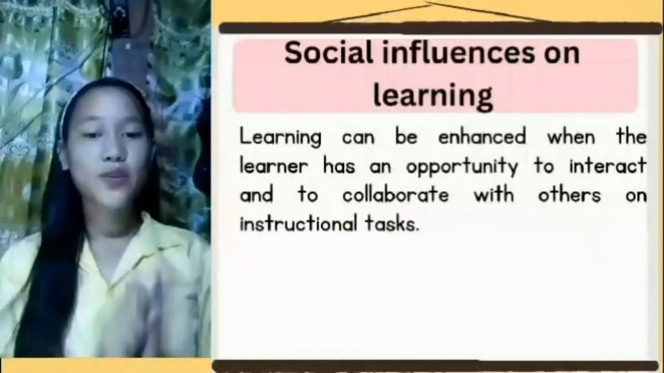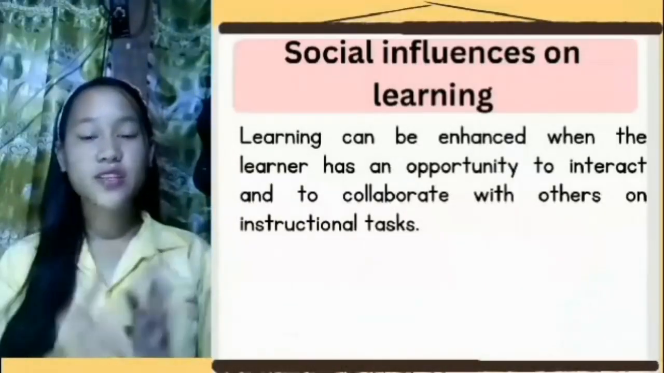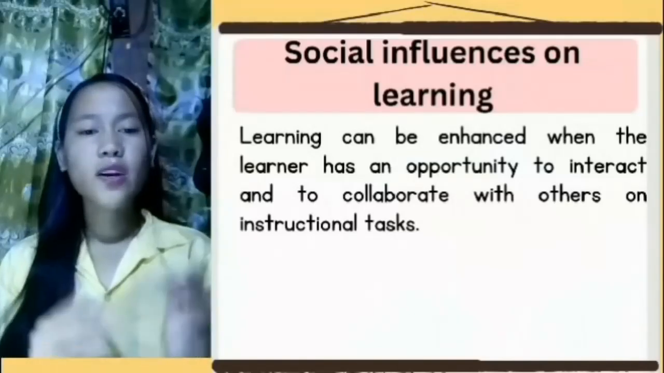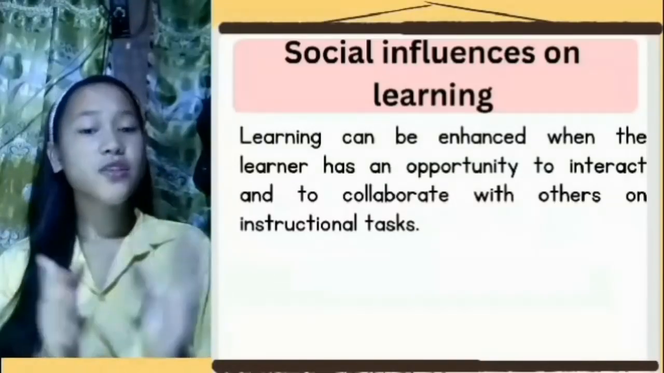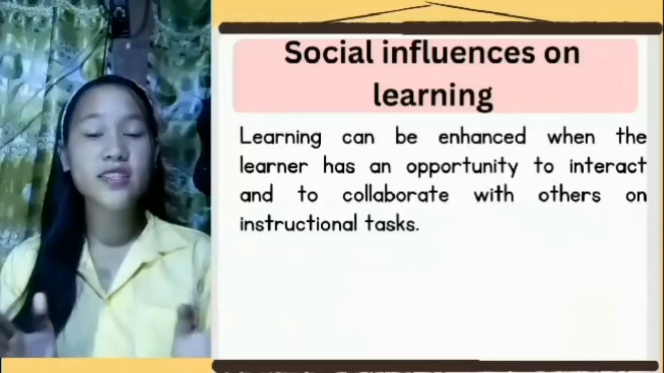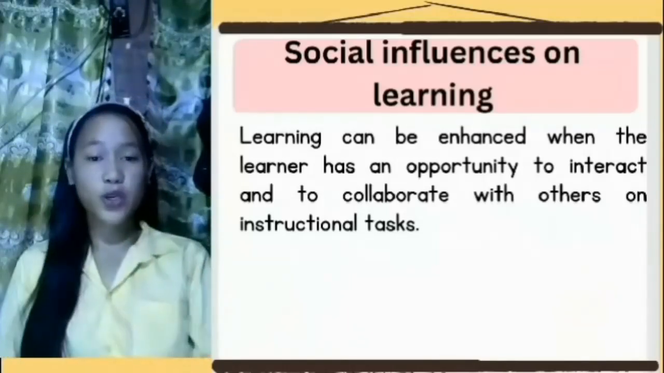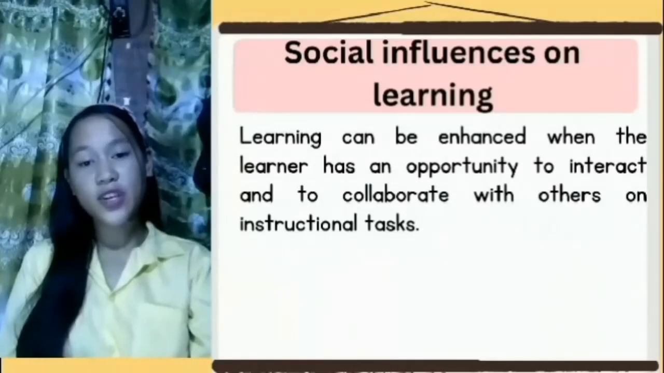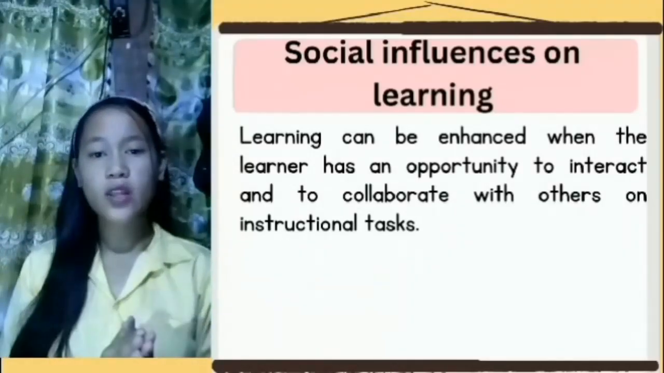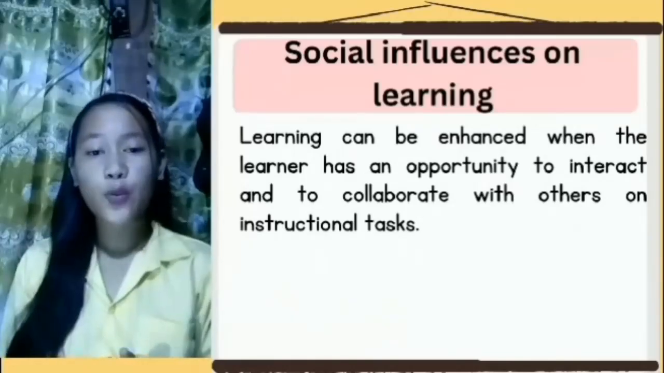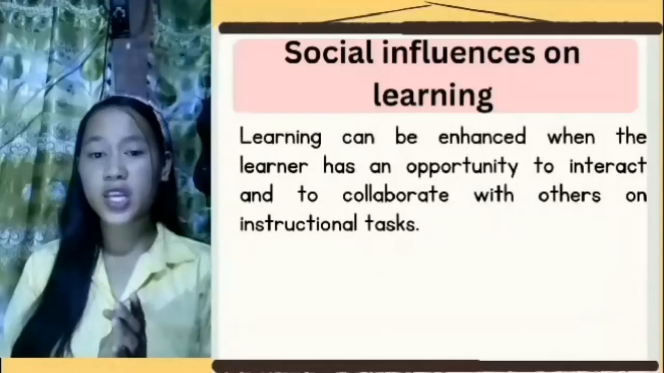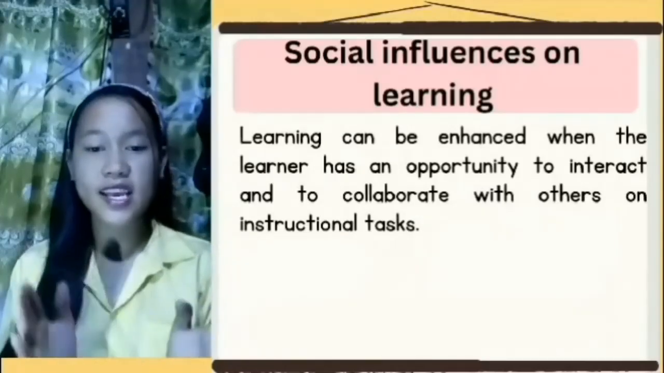So that's all about the developmental influences on learning. Now let's proceed to social influences. So what are the social influences? As individuals develop, there are different opportunities and constraints for learning. Learning is the most effective when differential development within and across physical, intellectual, emotional, and social domains is taken into account.